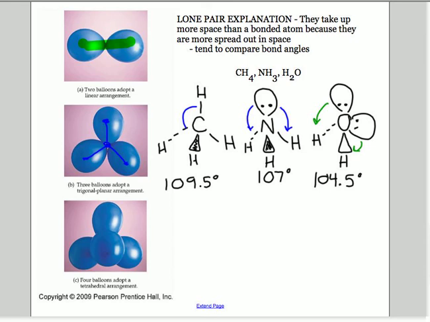If you look at water over here, now we have 2 lone pairs. So we're even smaller. You would expect it to be even more compressed than the ammonia, and it is. It's 104.5. So just keep that in mind. They're all trying to get away from each other, but lone pairs have this ability to really take over a situation.